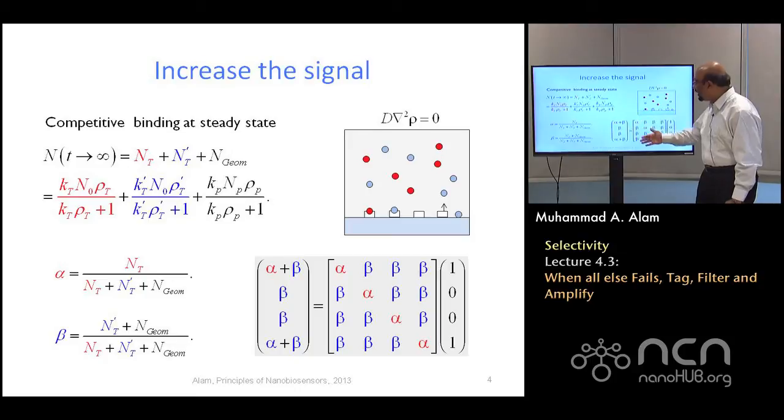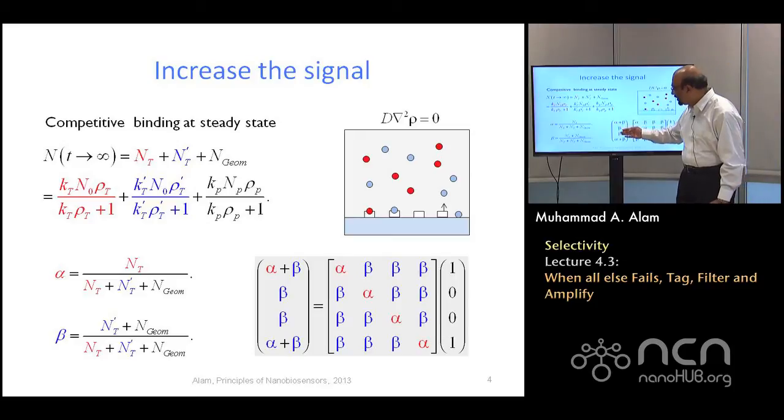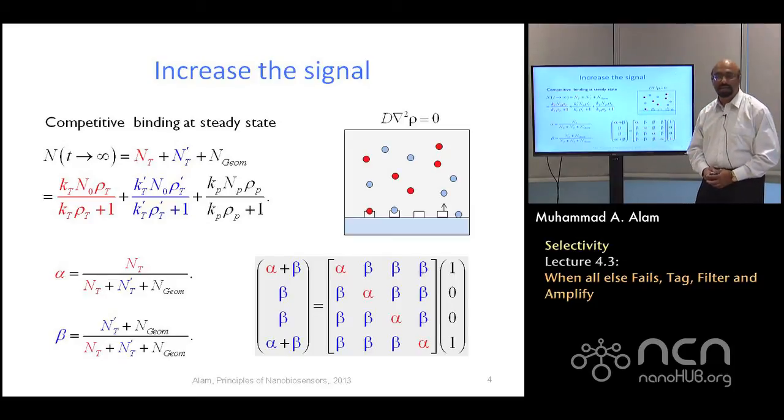And that will all get reflected in a Bayes matrix of the sensor, so that when you have a certain molecule, let's say 1001, then it will be reflected more properly as 1001 rather than some other combination. The beta will be very small, alpha will be relatively large, and so there will be highly selective detection of the biomolecule.